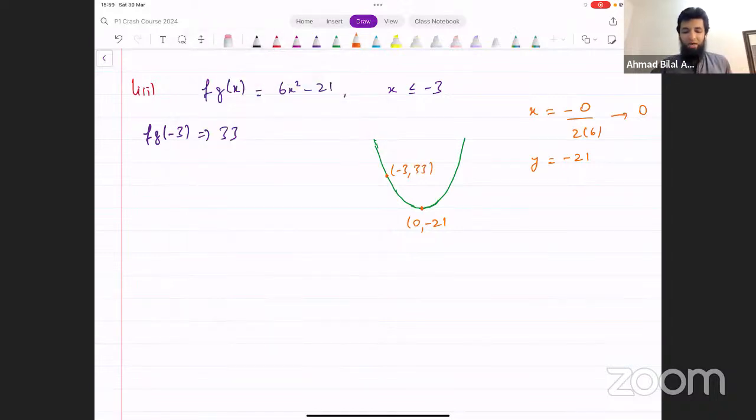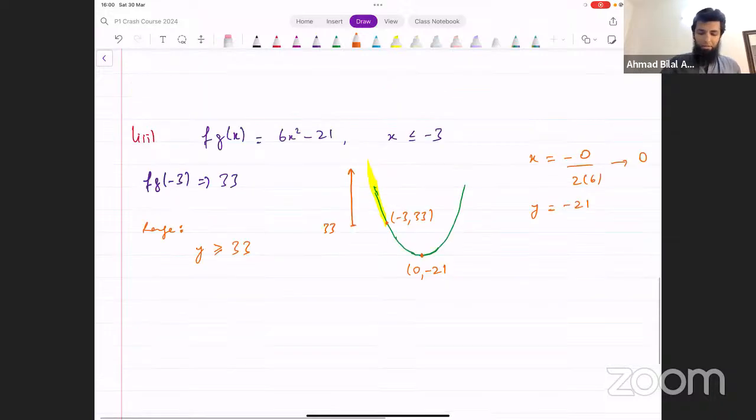Which part of this function is valid? Towards the left of -3, so only this part is valid. So what's the range now? What's the lowest point of the graph? This point, that's 33. What's the highest point? Well, there's no highest point. So the range, therefore, is y greater than or equal to 33, right? Anything equal to or above 33. We spent quite some time earlier on how to find the range of quadratic functions. So it's a standard range question for quadratic functions. All right, that's the range, y greater than or equal to 33.